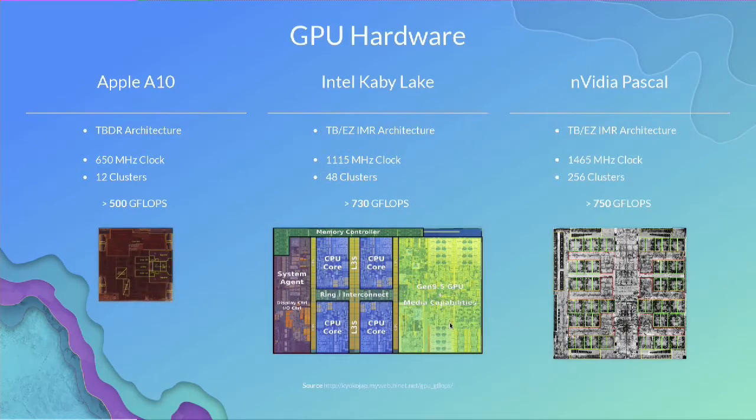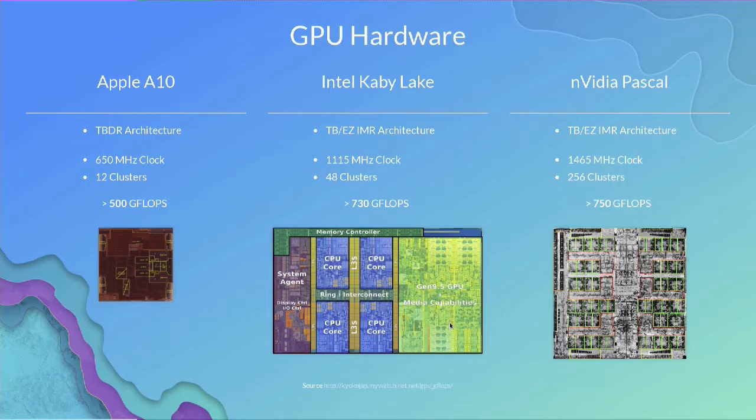So the progress that we've seen on the GPU hardware side has been quite impressive. This is just a short rundown of the, not brand new, but more or less latest chips that are out there. So Apple's A10, which is in the iPhone 8, Intel's Kaby Lake, and NVIDIA Pascal, they all came out in 2016. And I would just want to touch briefly on some of the properties that they have.